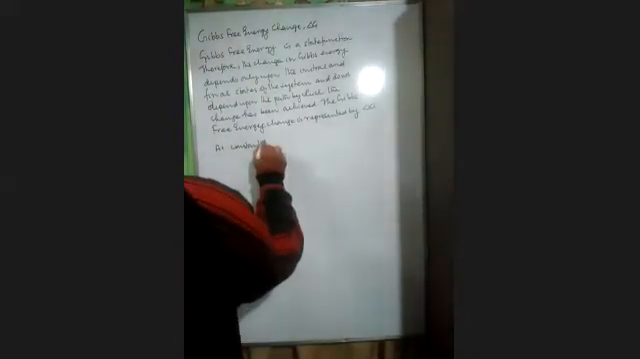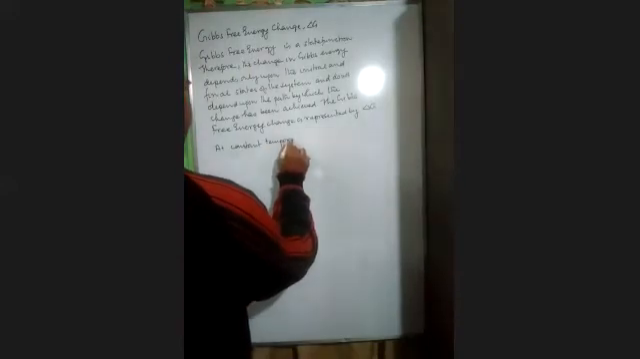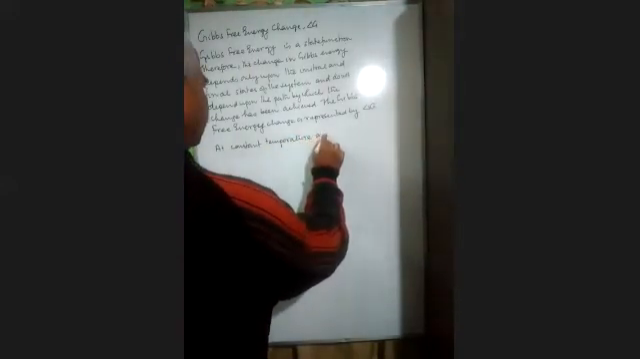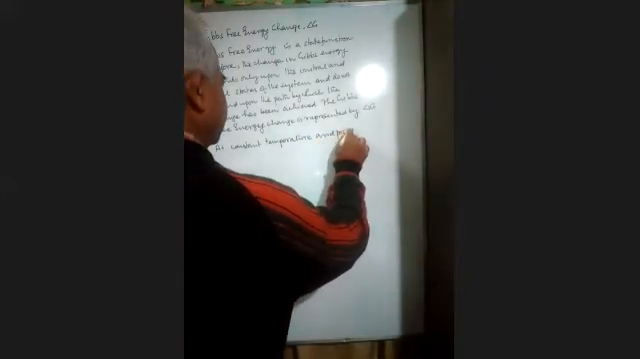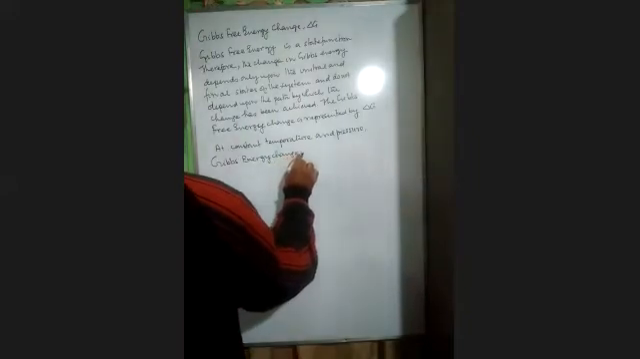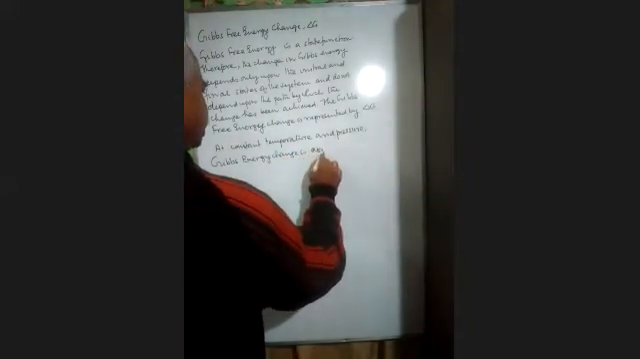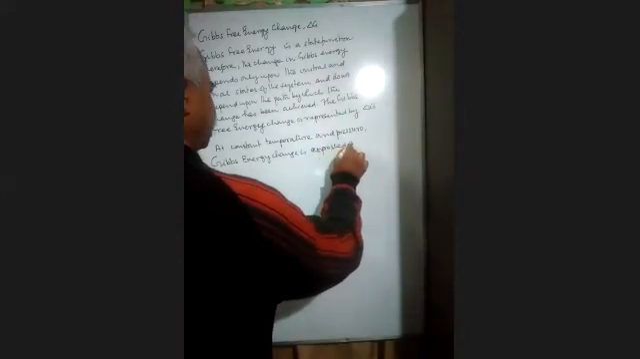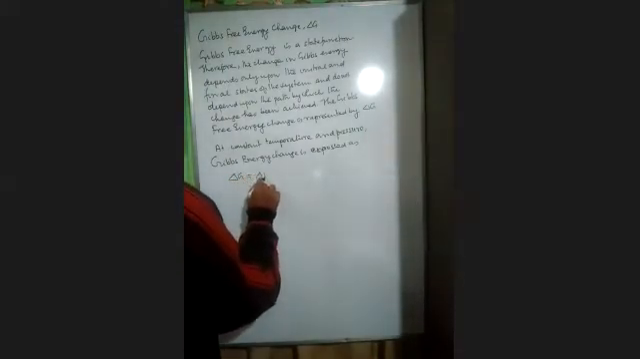Take at constant temperature and pressure, Gibbs energy change is expressed as delta G equals delta H minus T into delta S.